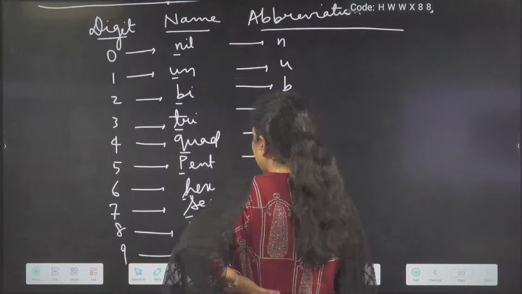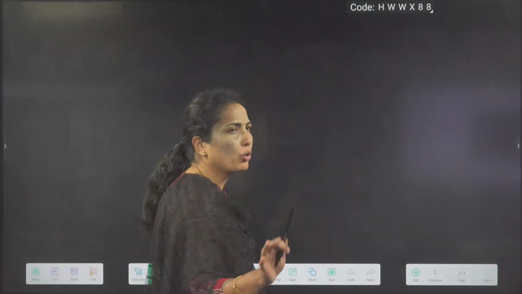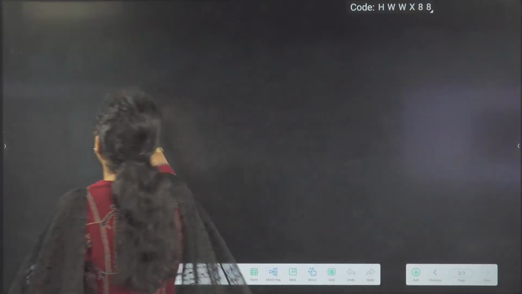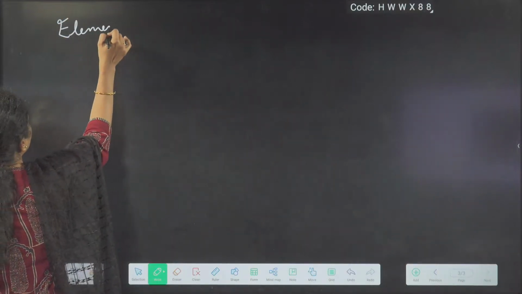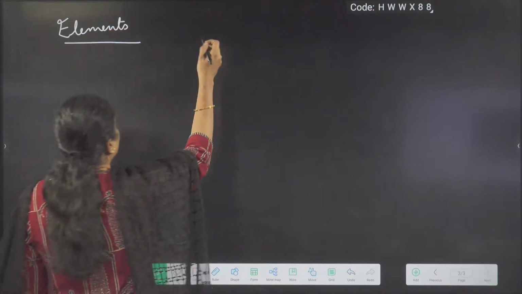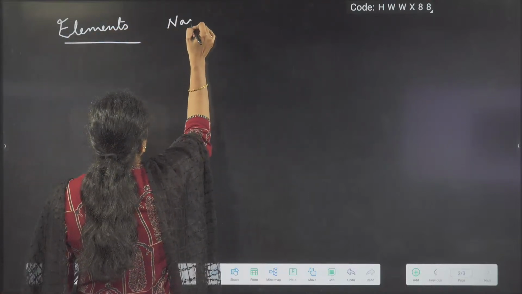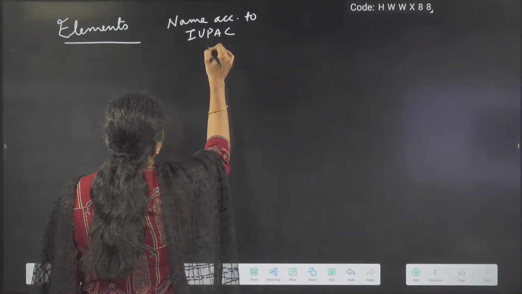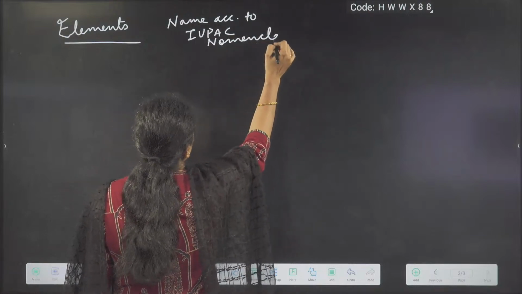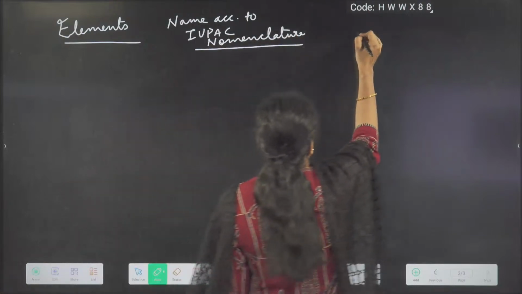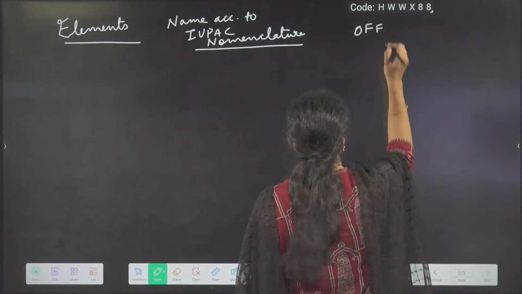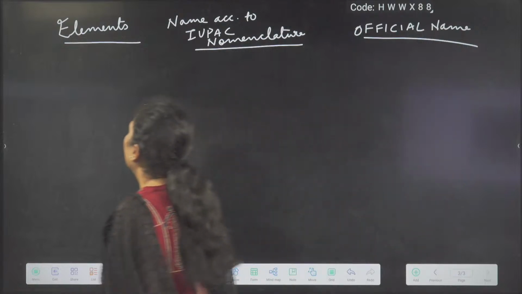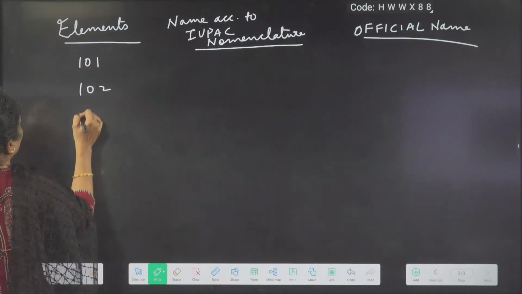Now, when it comes to the names, let me go to another one. So if you wish, you can note it down. Otherwise, you can simply tick mark in your NCERT, that particular table which is there, right? So now I'm simply writing the elements. And then you are having here name according to IUPAC nomenclature. Nomenclature means the temporary names which were given, and the official name. So I'm writing from 101, 102. Few of them I'll write down.